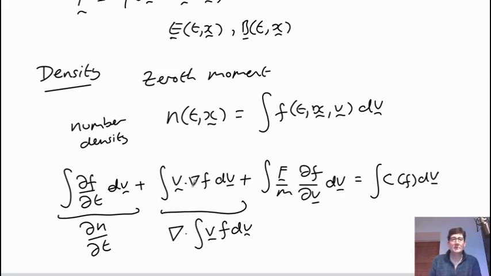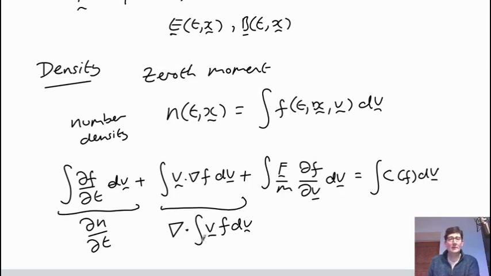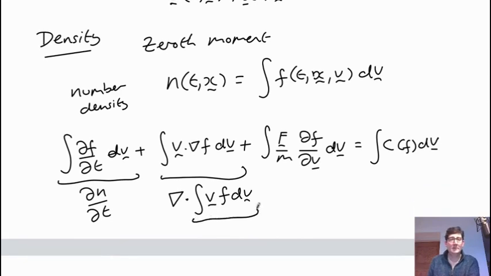So this is a derivative in space, and only f here depends on space. v is a dimension that doesn't depend on space, so this can come outside. This is a divergence, and this is the next moment. This is the first moment, which is the integral of the velocity times the distribution function, and this is essentially the flux of the particles. So it's the average fluid flow velocity, which is called u, times the density.